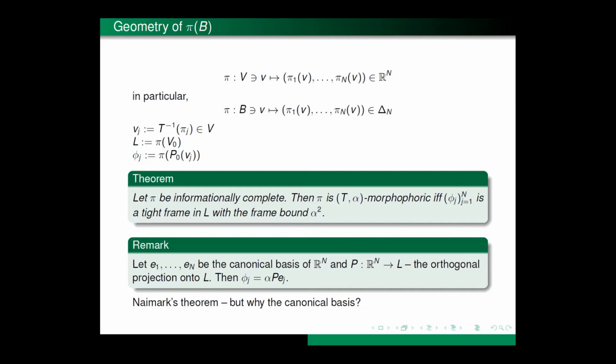This observation is very simple: if pi is morphophoric, then phi j is a tight frame in L, and the frame bound is alpha square. However, this is the condition which goes both ways. In order for it to go back, we need to assume that pi is informationally complete. And that's why in this theorem, we start with this assumption of informational completeness.